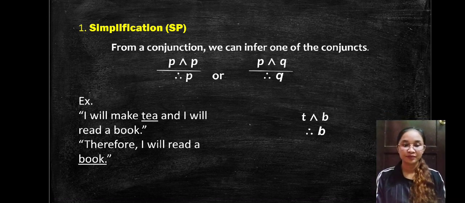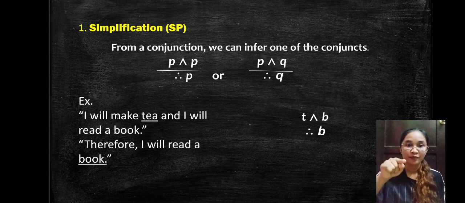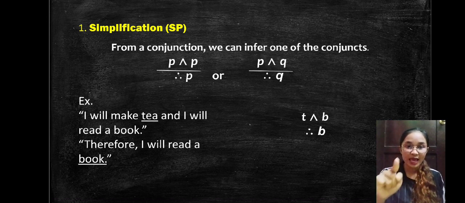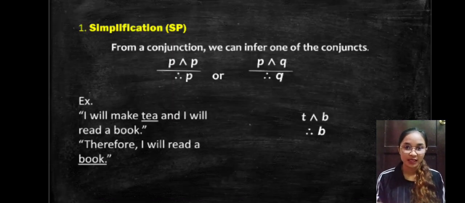For example, I will make tea and I will read a book. Therefore, I will read a book. So, let T be I will make tea and let B be I will read a book. So, T and B, therefore, B.